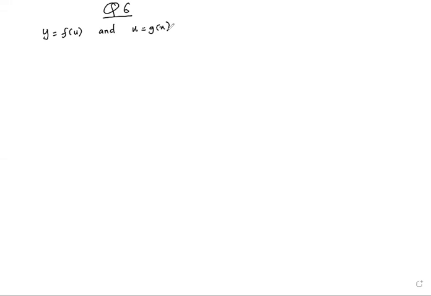So in each of the following, write the function in the form y is equal to f of u and u is equal to g of x. Then find dy dx as a function of x. So we have A, the function y is equal to 2x plus 1 to the power 5.